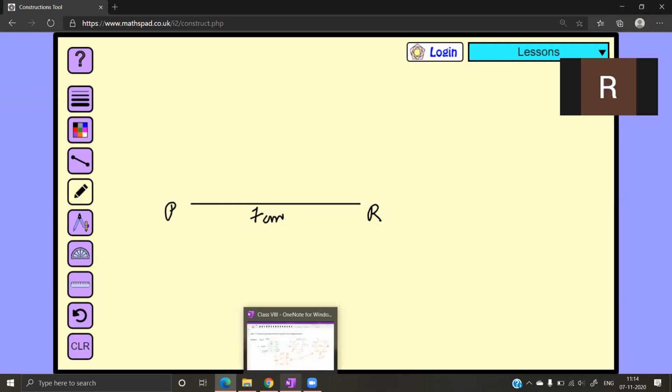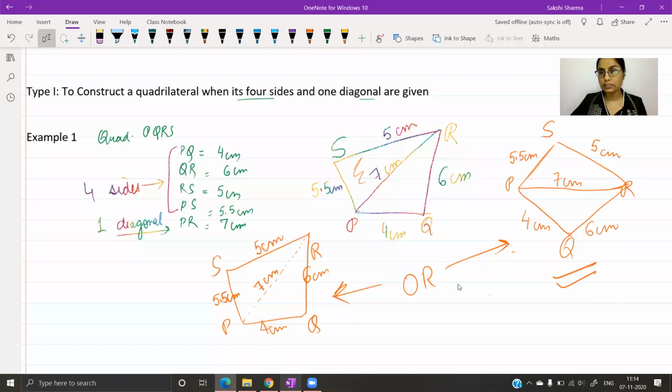Yes, ma'am. Now I'm going back to the rough sketch again. I'm going to focus on the triangle here on the top. मैंने ये triangle बनाना है. So P से मैंने arc लगानी है 5.5 from P.